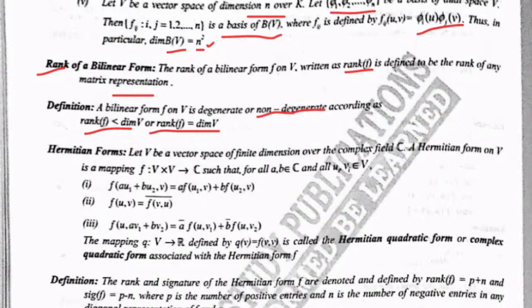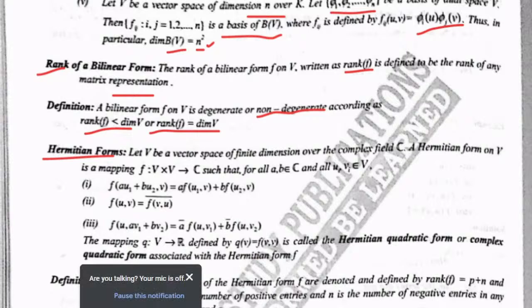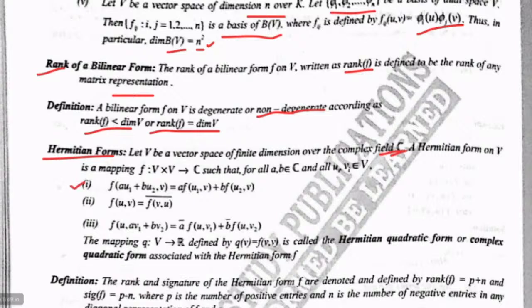Next, Hermitian forms. A Hermitian form is similar to a bilinear form except for the conditions. It is over a vector space V over the complex field C. The first and second conditions are the same as the first and third, where the scalars are the conjugates. And we know that f of u comma v is equal to f of v comma u, the whole bar, the conjugate of this. If all these three conditions are satisfied, we can say that f is a Hermitian quadratic form or complex quadratic form.